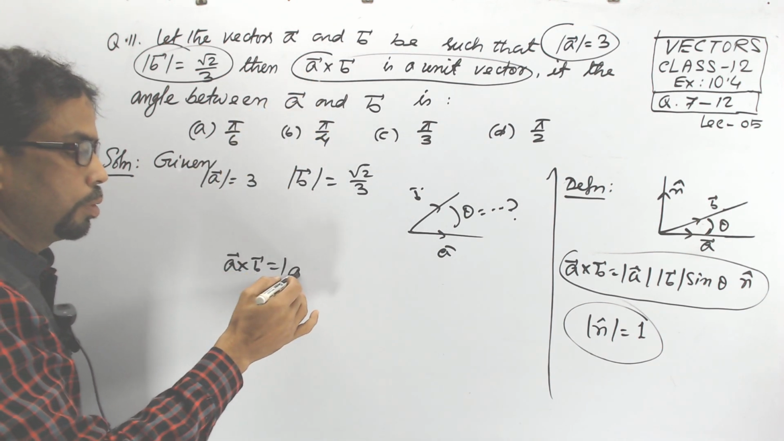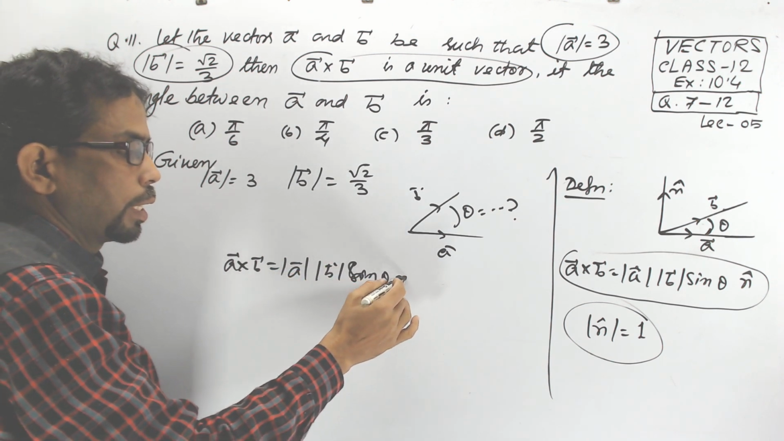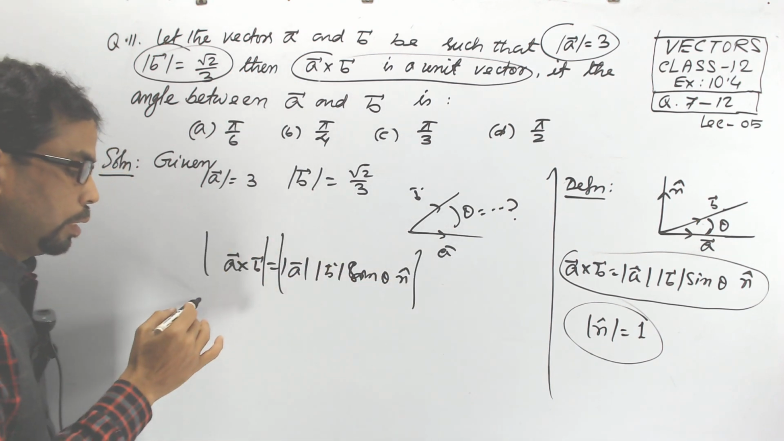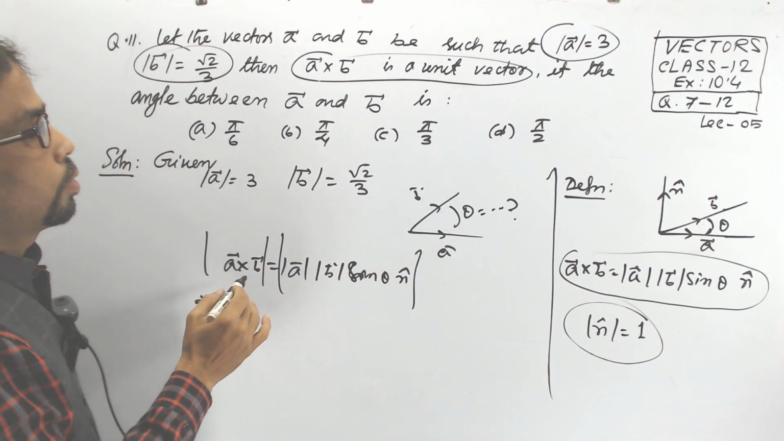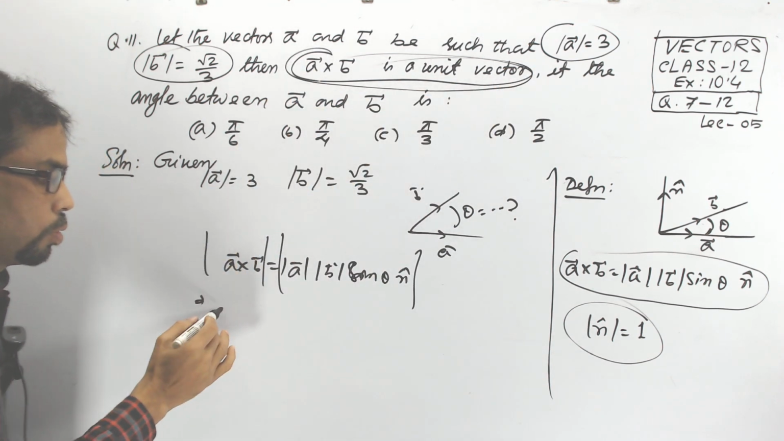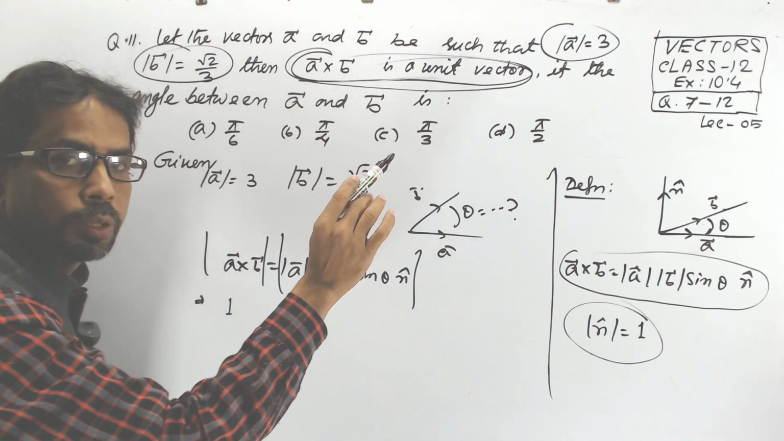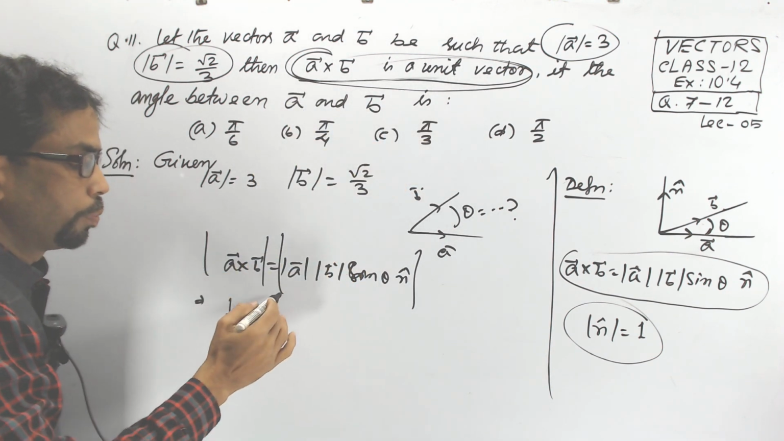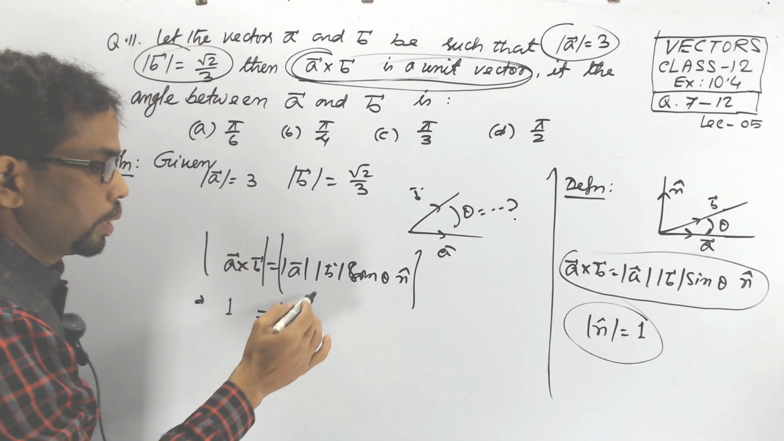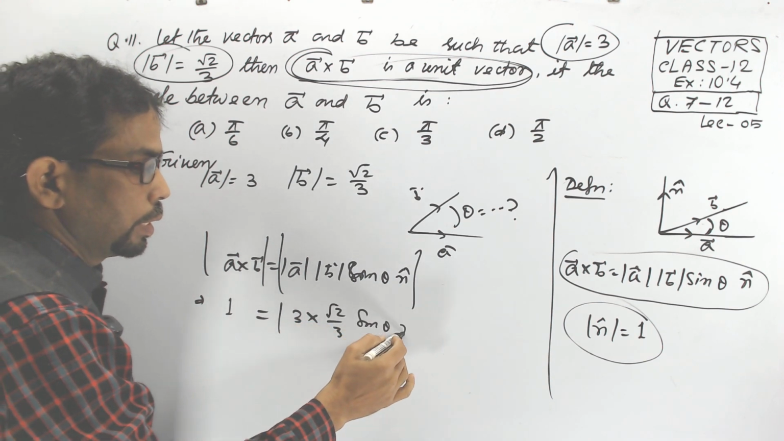The definition of A cross B is magnitude A, magnitude B, sin theta, n cap. Now if I take the magnitude on both sides, then the magnitude of A cross B, since A cross B as a whole is a unit vector, must be equal to 1. Any unit vector has magnitude 1. Coming to the right side, magnitude A is given as 3, magnitude B is given as square root 2, times 3 sin theta and n cap.